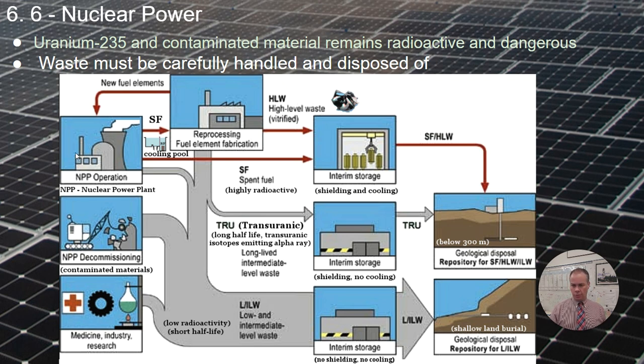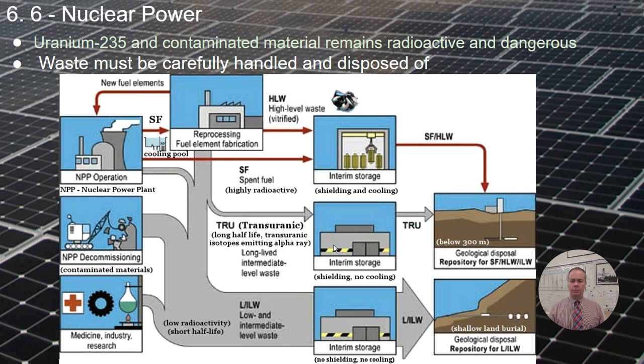We see what's going on here. Okay? After the fuel is used up, it becomes spent fuel, which is highly radioactive. Even though the uranium-235 has decayed, it's still very radioactive. It's still very dangerous. That's that spent fuel. And so that has to be stored in a shielded container to prevent any radiation from leaking out until it can be disposed of. It also needs to cool because it's immensely hot.